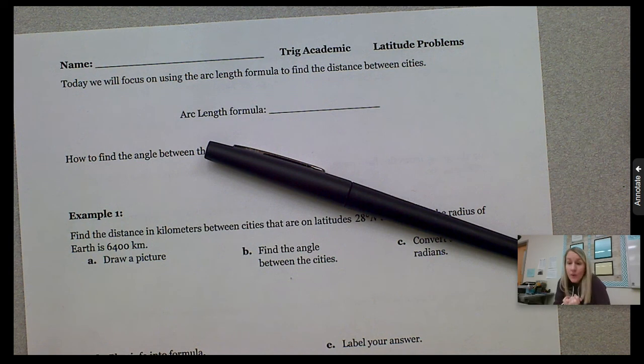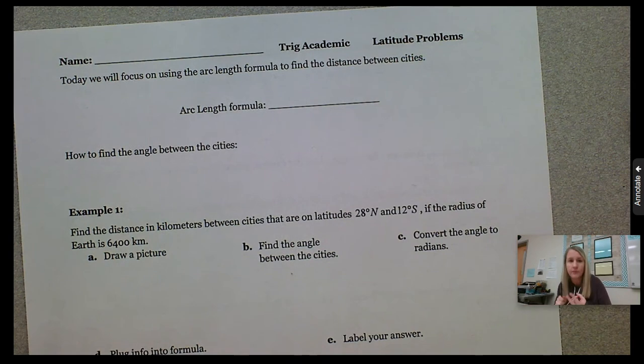Okay, so today we're going to talk about latitude problems, and you're probably saying, what the heck is that? Once you see them, they're not terrible. So that's good. What we're going to do is plug into the arc length formula, which we'll remind ourselves of. What is that? What goes where?